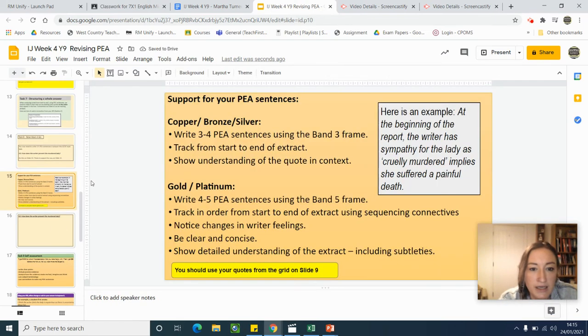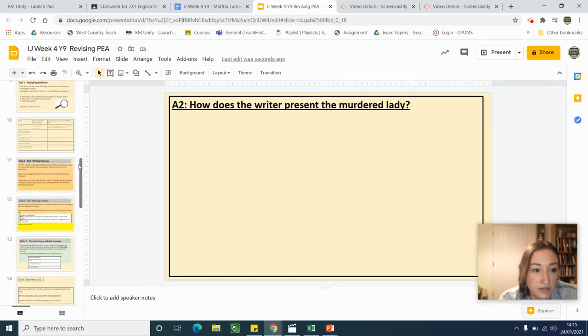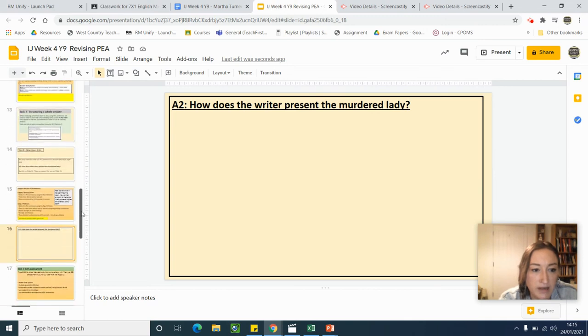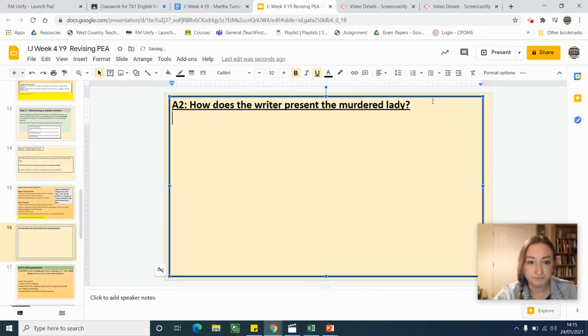So the support here gives you more definite guidance for your pathway. So you need to try and write at least 3 or 4 if you're copper, bronze, or silver, and at least 4 to 5 if you are gold or platinum. You can write more than that though. And there's another example there. But I'm just going to model starting this to you, but also using the task on slide 10 to help me, okay? So first of all, I need to write from the start, okay?